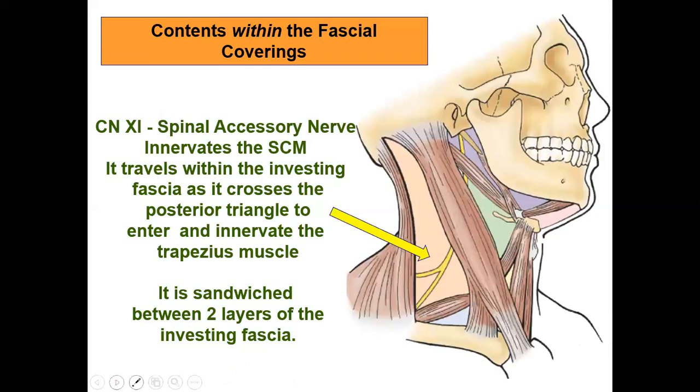Okay, so cranial nerve 11, spinal accessory. I already mentioned how it innervates your sternocleidomastoid muscle as well as your trapezius muscle. Well, shown here in this picture, you can see how the nerve travels within the investing fascia as it's crossing to the posterior triangle to innervate trapezius. So it's actually sandwiched in between two layers of investing fascia as it's traveling.